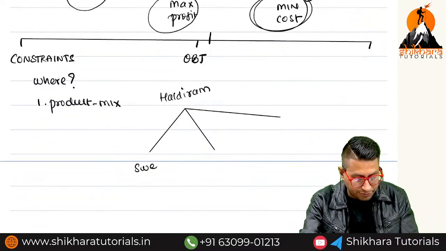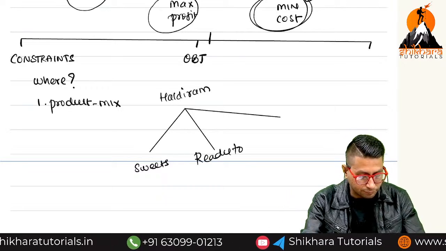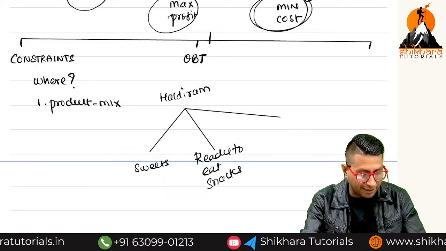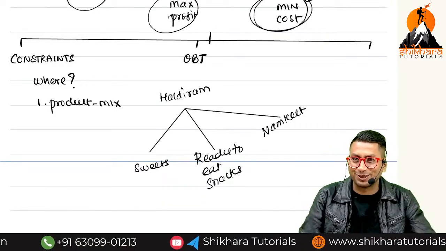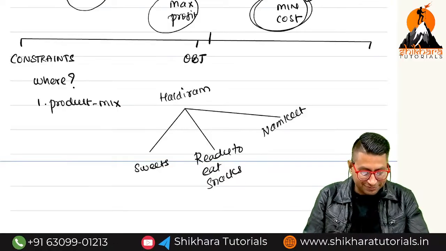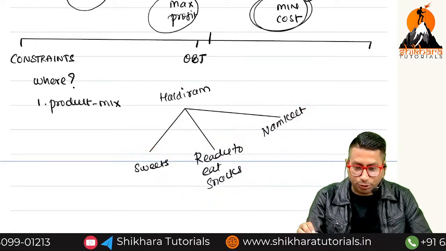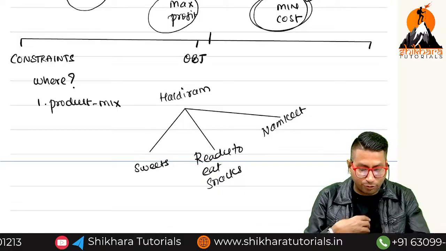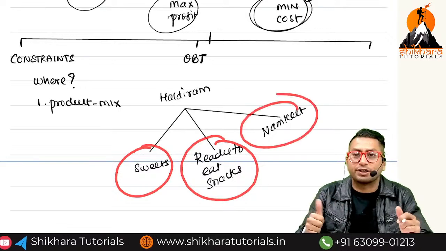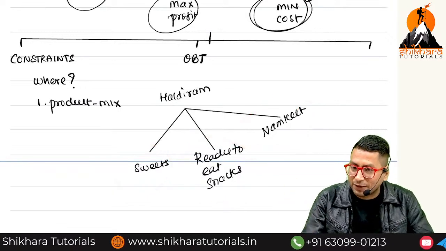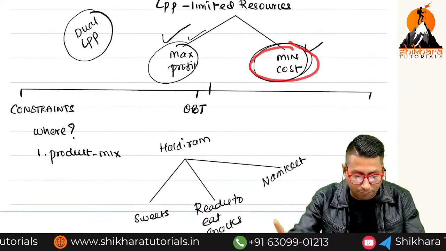First part is sweets. Second part is ready to eat snacks. And third part is namkeen. Gulab jamun, rasgulla, rasmalai, rabri. So sweets, ready to eat snacks and namkeen. Now the main issue is, what does a product mix problem mean? What should be manufactured in which quantities? Which product should be manufactured in how much quantity, so that my cost is minimum or my profit is maximum.